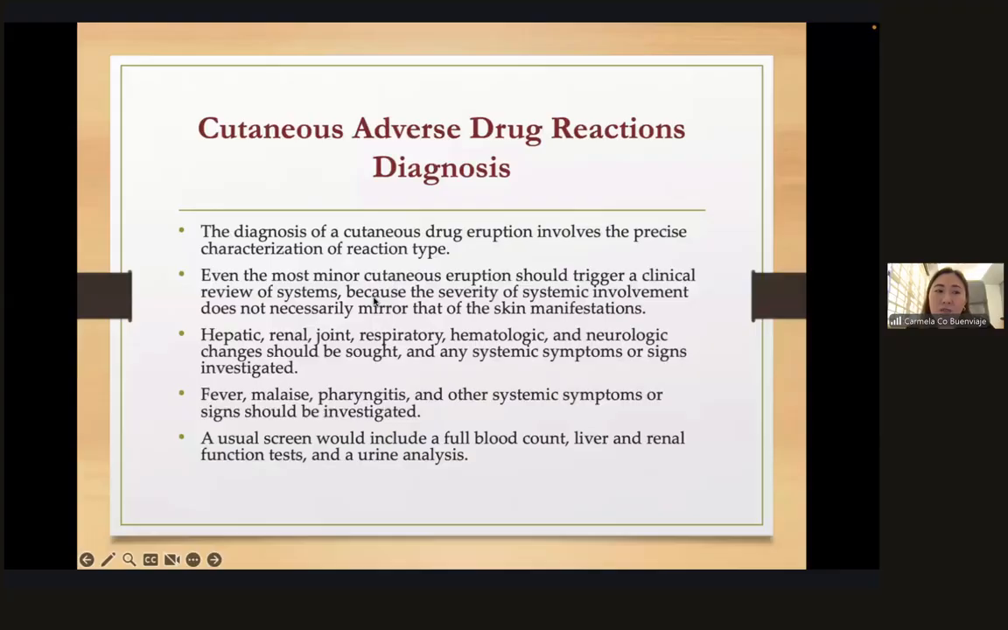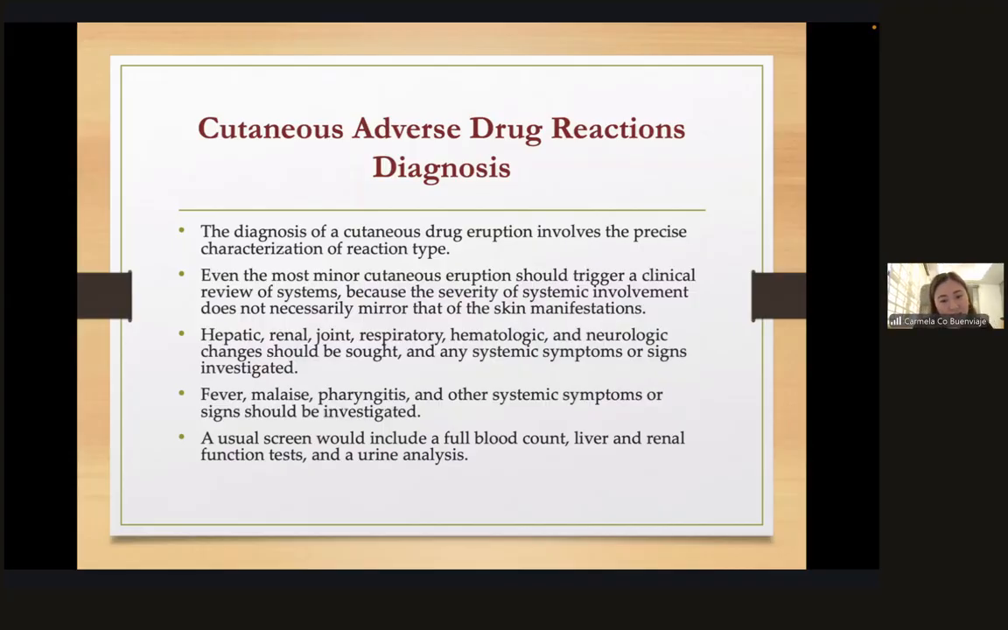So for example, the patient presented with an eczematous maculopapular rash and you're considering a drug eruption, get a detailed review of systems and try to do laboratory exams because it might not just be an exanthematous drug eruption. What if it is DRESS, the one with systemic symptoms? So hepatic, renal, joint, respiratory, hematologic, and neurologic changes should be sought, and any systemic symptoms or signs should be investigated with laboratory examinations. So fever, malaise, pharyngitis, and other systemic symptoms or signs should also be investigated.